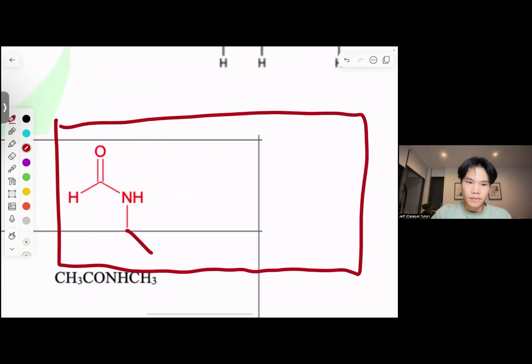In the chat. Treat it as if it has an extension on the chain here. N-methyl ethanamide. Wrong way. Gonna swap it. Yeah, I like that.